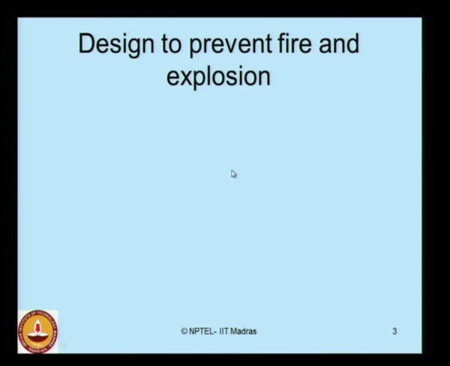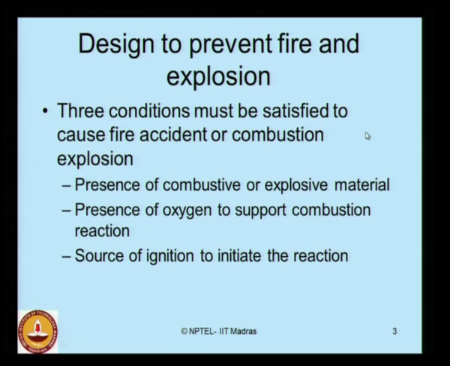The fundamental question comes: can we prevent fire and explosion? There are many methods to do this. The fundamental technique we will discuss here is: can we design a system which can prevent fire and explosion? For a fire accident or a combustion explosion to occur, three basic conditions must be satisfied. We have already discussed the fire triangle in the previous module. Based on that, let us quickly revise those three conditions which are required for a fire accident or a combustion explosion to occur.